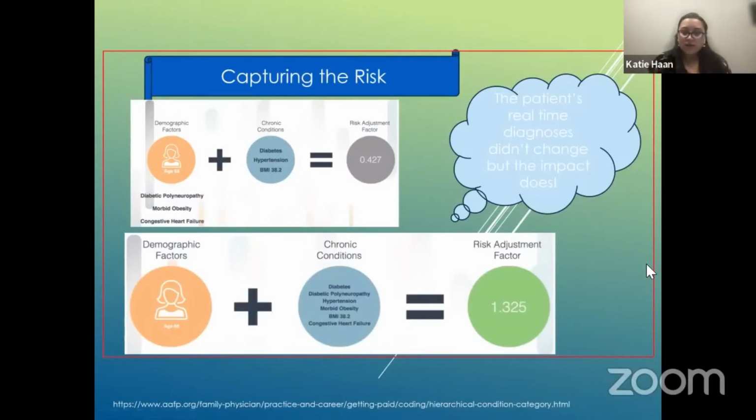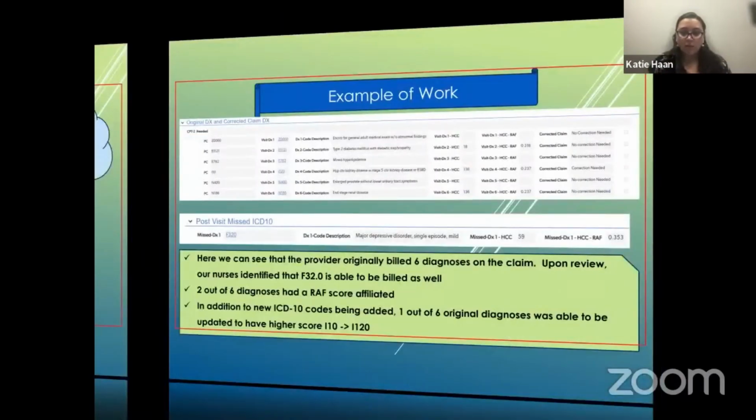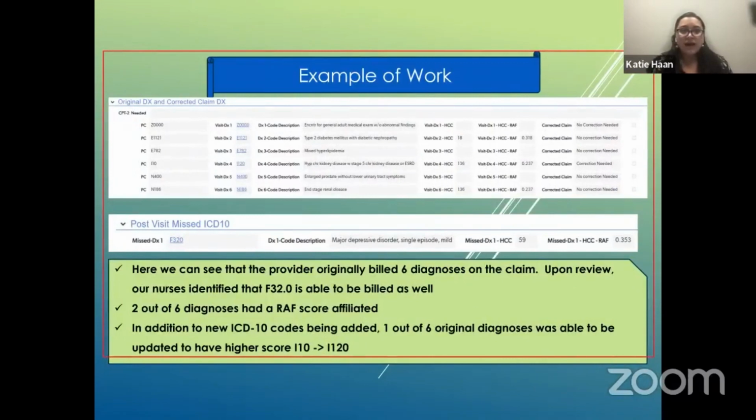If we can go to the next slide here, it'll explain a little bit more what those numbers mean. So here I have an example of a patient that we reviewed, and the diagnoses, all the HIPAA has been removed. But you can see that originally the provider billed 6 diagnoses on the claim. So we have our Z00.00, our E11.21, E78.2, I10, N40.0, and N18.6. You can see as we go somewhat across the screen that there are the RAF scores affiliated with it. So type 2 diabetes is a RAF score of 0.318.